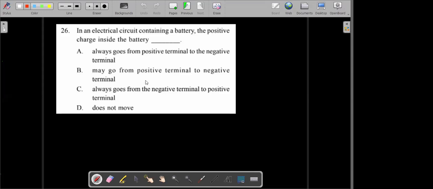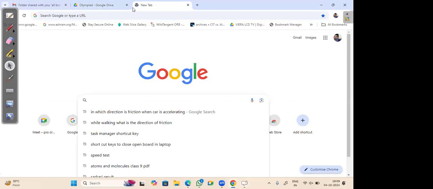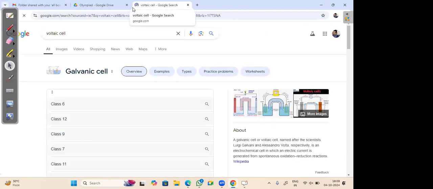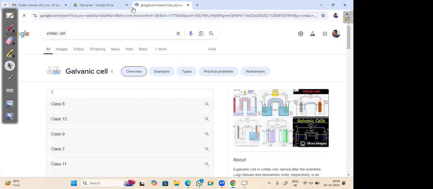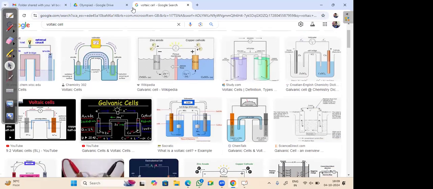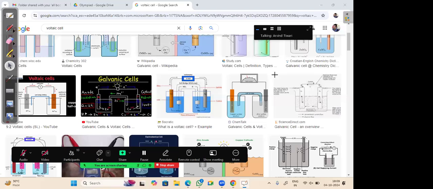see, this is your option D, does not move. So I'll show you how a cell or a battery works. This is a simple voltaic cell. How many of you have studied about the voltaic cell? Okay, so just take this one. This is the structure of a cell.